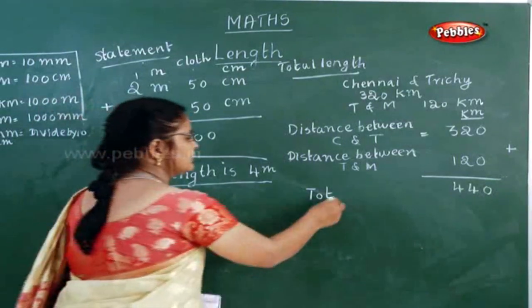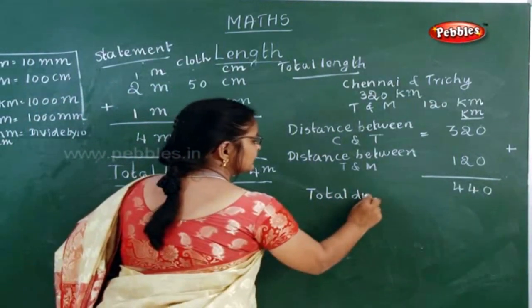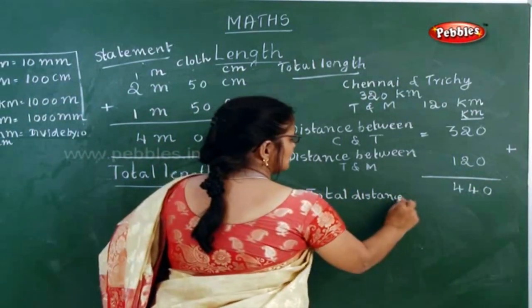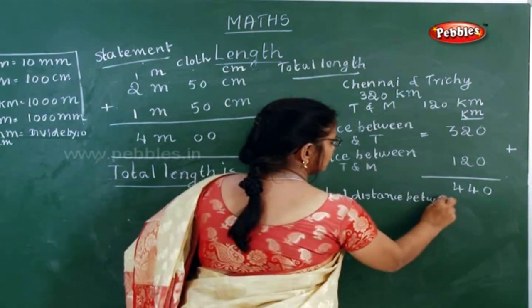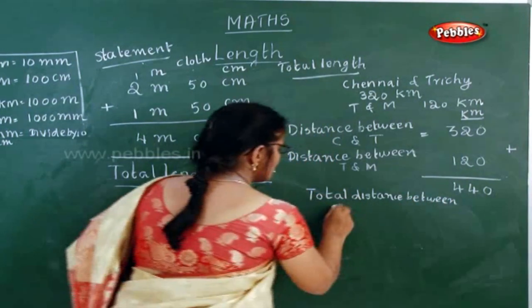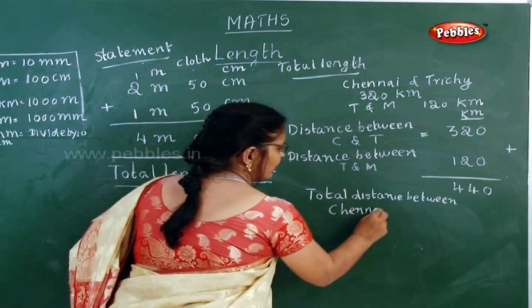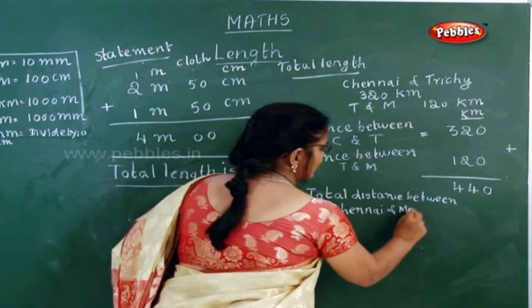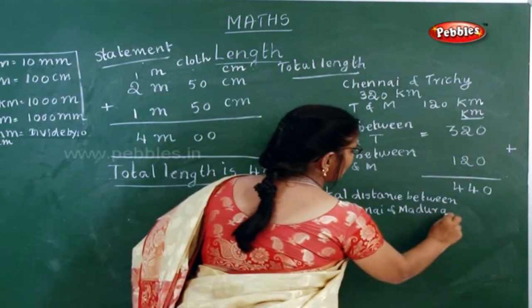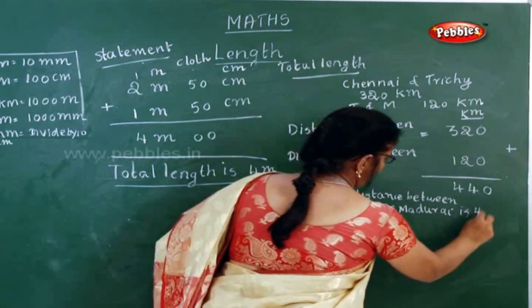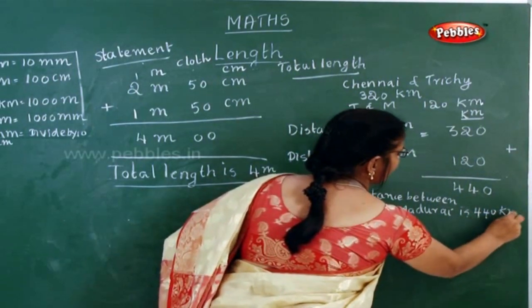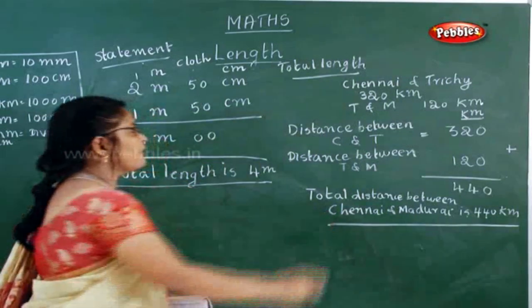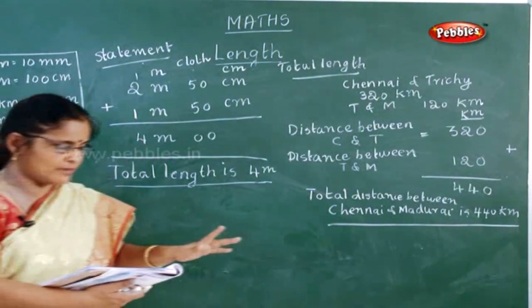So, you have to write like this. Total distance between Chennai and Madurai. Chennai and Madurai is what? Is 440 kilometer. See, this is how you have to do your statement problems.